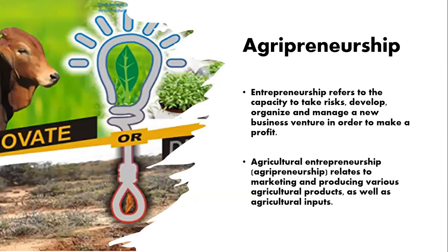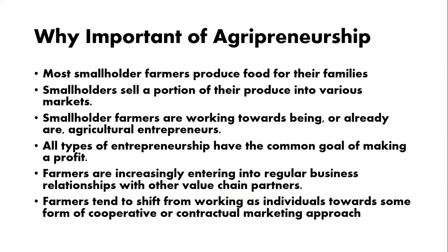Therefore, agripreneurships, again, we now know what entrepreneurship is and what agripreneurship is. So what is the importance of agripreneurships to maybe the Sri Lankan farming community, maybe other areas, right? What a smallholder normally does is produce food for their families, right? The main focus of smallholders is to produce food for their families, not for selling or marketing. Sometimes they sell some portion of their produce to various markets. Sometimes we will discuss different types of markets in coming slides.